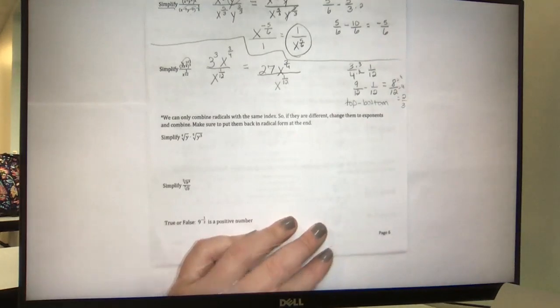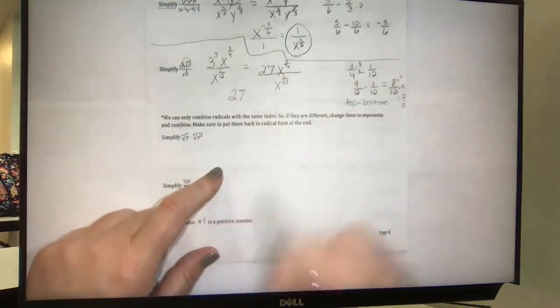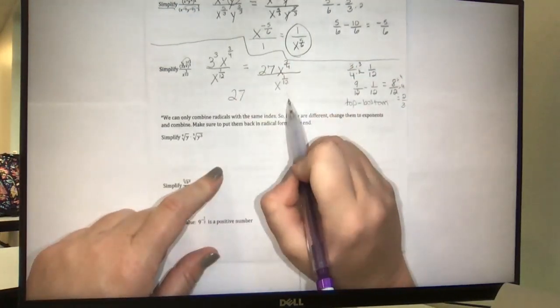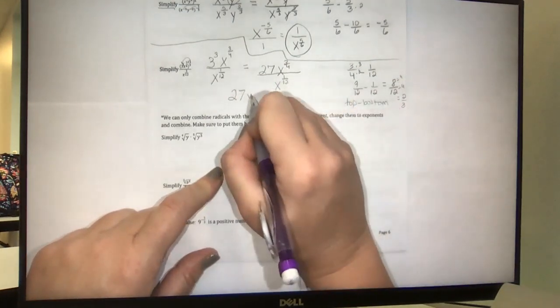Okay, so I'm going to come back over to my answer. I have a 27. I subtracted these, so I no longer have anyone on the bottom. They were subtracted, and I'm left with x to the 2/3.